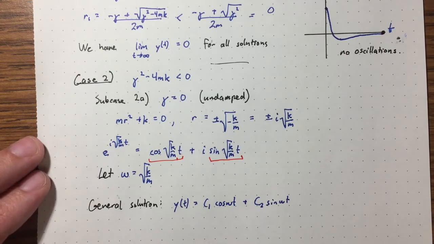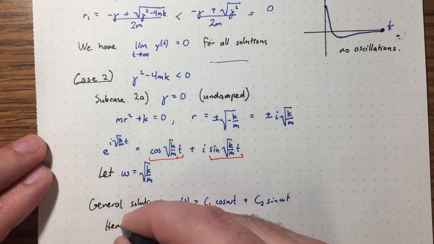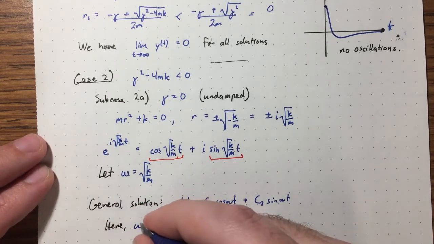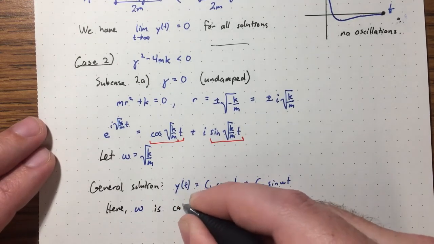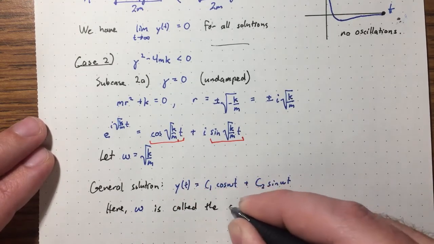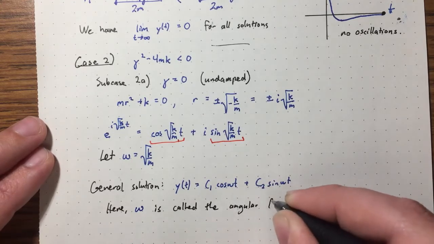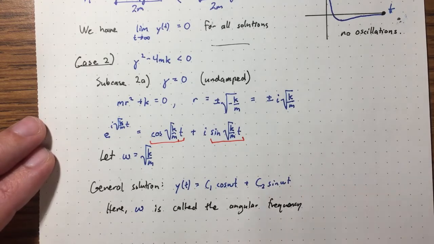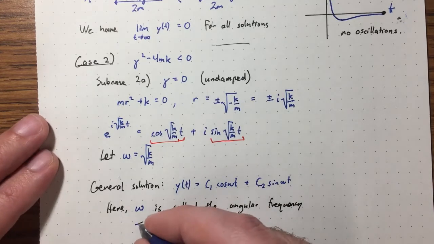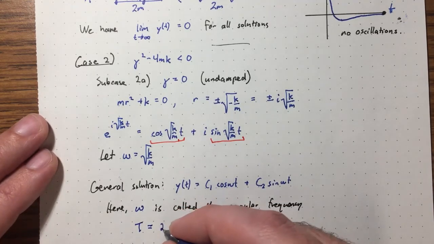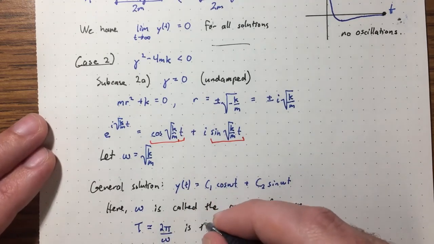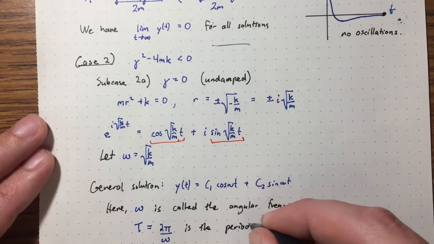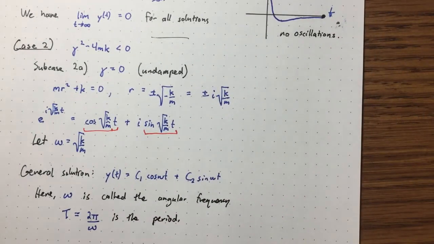And so here in this case, this omega, like I said, is called the angular frequency. Okay. And then we define the period to be 2 pi over omega. This is the period. And the period is actually a really useful concept because you can see it really easily from the graph.